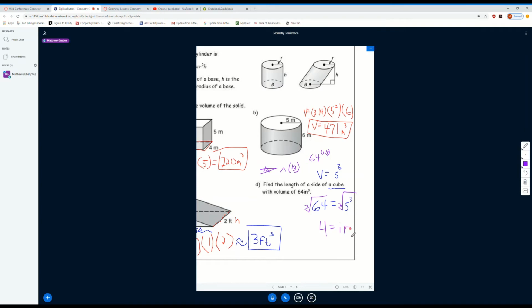And you can make sure your answer was right, because if we were going to cube 4, it better give me 64. So cube 4 means 4 times 4 times 4. 4 times 4 is 16. 16 times 4 is 64. We did it correct.